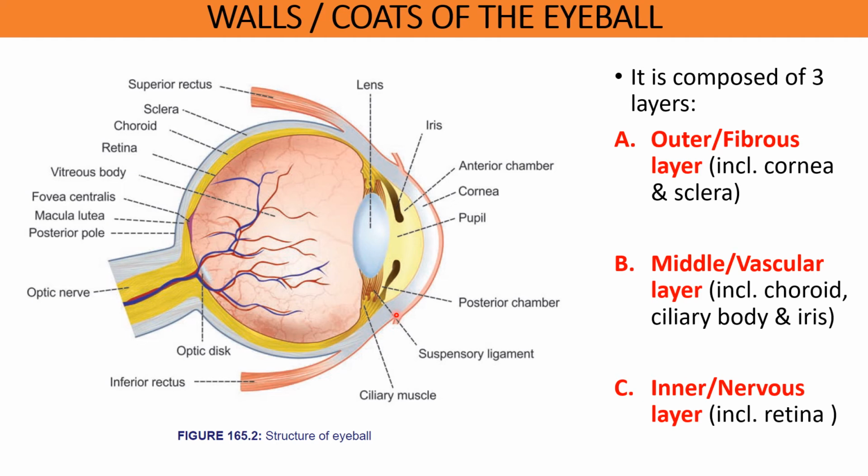The middle coat includes the choroid, ciliary body and the iris. This yellow colored layer you can see here is the choroid, and the middle coat also includes the ciliary body as well as the iris. And the inner coat includes the retina. The innermost layer is the retina. This is the pinkish or reddish part which you can see. This is the retinal layer.